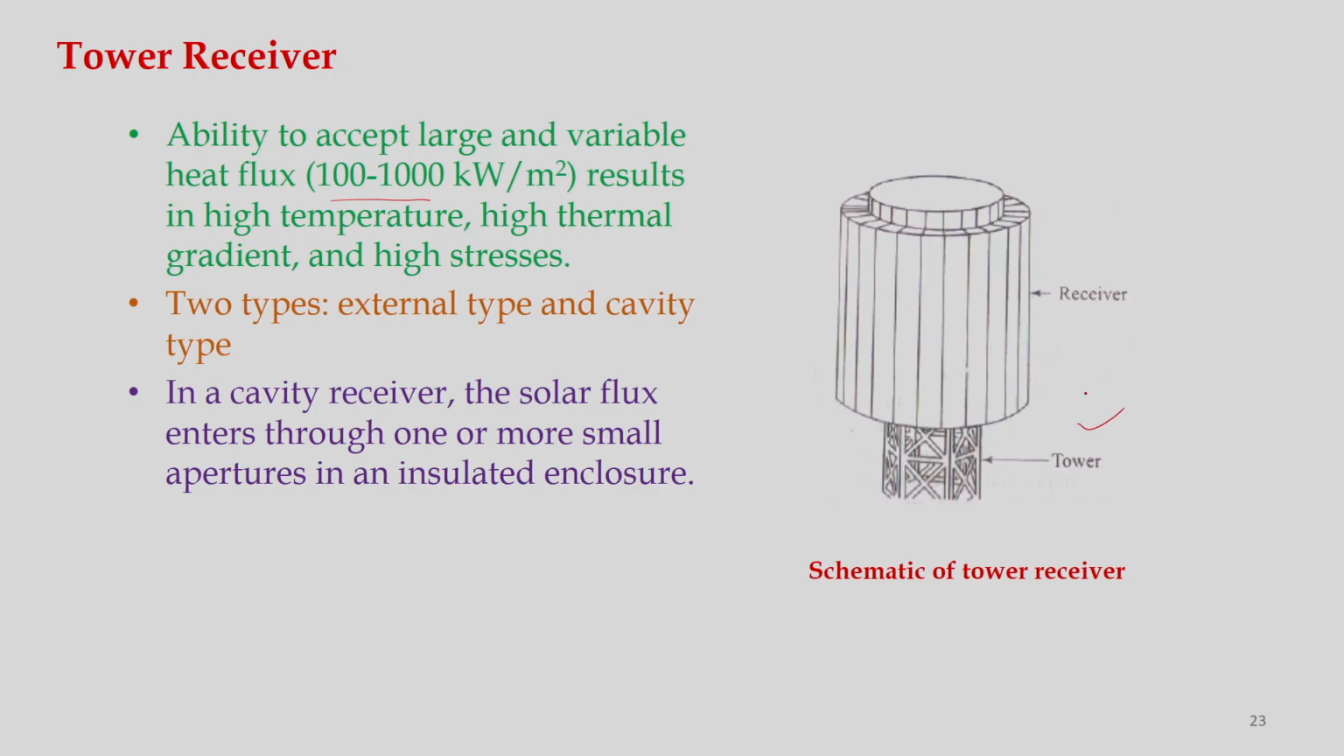There are many configurations of this kind of absorber. Normally, there are two types, external type and cavity type. So, in a cavity receiver, the solar flux enters through one or more small apertures in an insulated enclosure. Okay. So, we can have higher optical efficiency in this configuration. And of course, we can use different working fluids, not only molten salt and water, we can use air as well for this kind of arrangement.